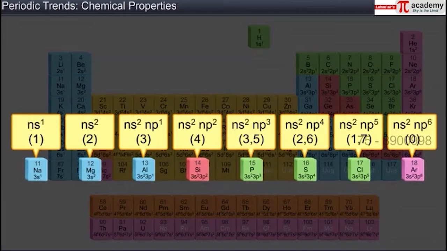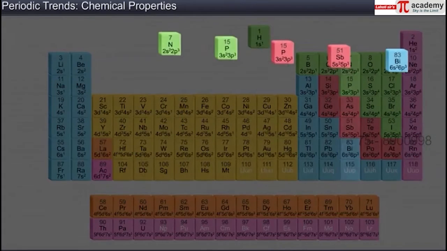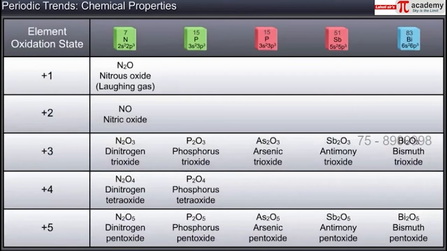You can observe periodic trends in the oxidation states of elements based on the formulas of their compounds with hydrogen and oxygen. As true for oxidation states, all the elements in a group of the periodic table show similar chemical properties.